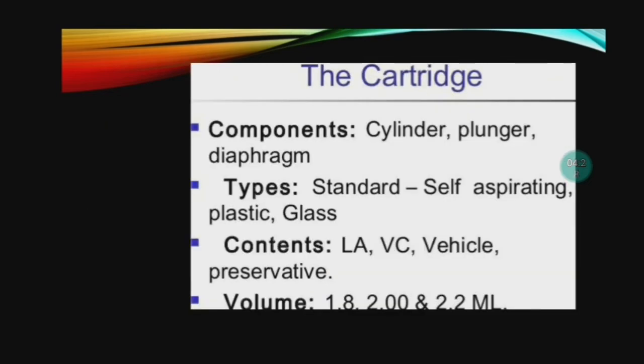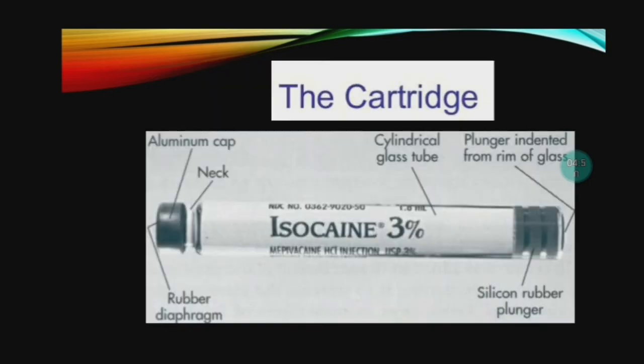The cartridge components: cylinder, plunger, diaphragm. Types: standard, self-aspirating, plastic, and glass. Contents: LA, vasoconstrictor, vehicle, and preservative. Its volume is 1.8, 2.0 ml. These pictures show the cartridge.